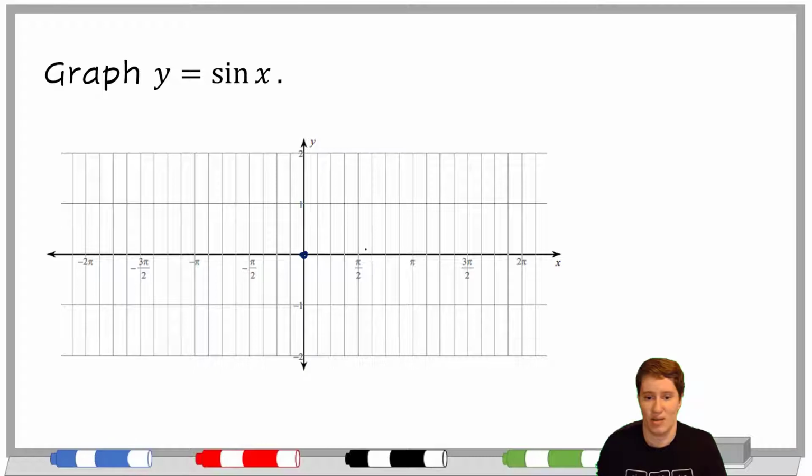And then I'm going to, at pi over 2, be at 1. And then at pi, be back at 0. 3 pi over 2, be at -1, and at 2 pi be back at 0. I can continue the pattern backwards here.